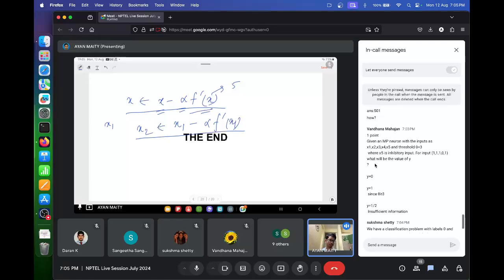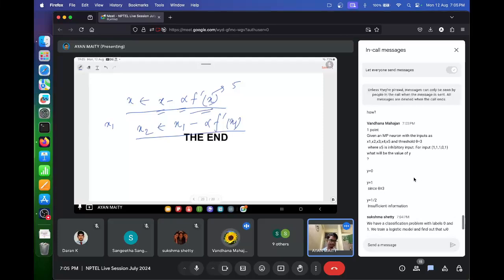Was there any doubt in this MP neuron question? This looks straightforward. Vandana, you have posted it in the chat. Yeah, because according to me, y equal to 1 since theta greater than equal to 3 should be the answer, because theta is 3 with 1 plus 1 plus 1 in the input. But they have said y equal to 0 is the correct answer.